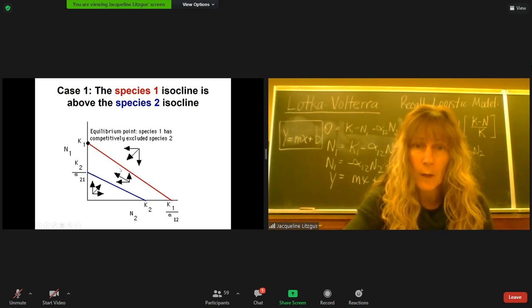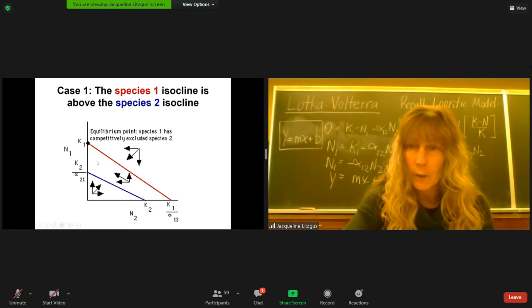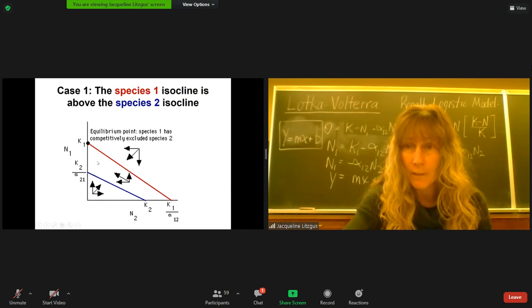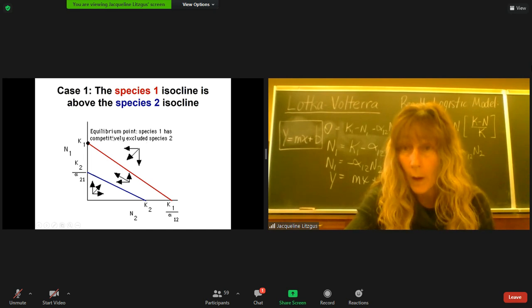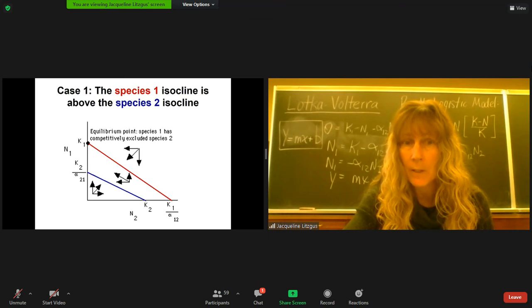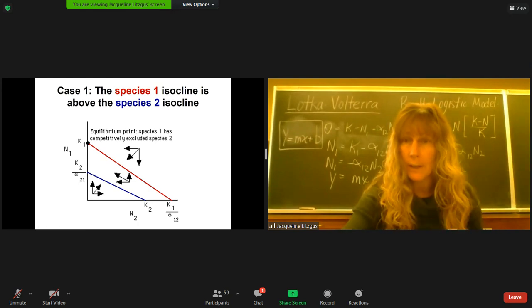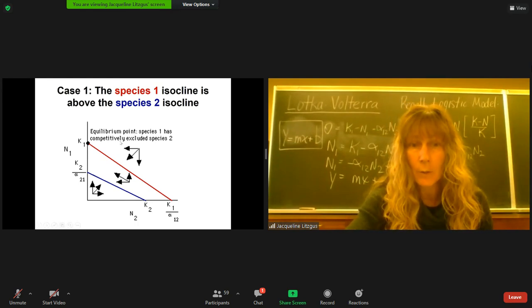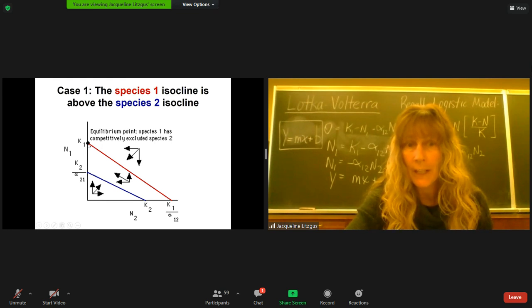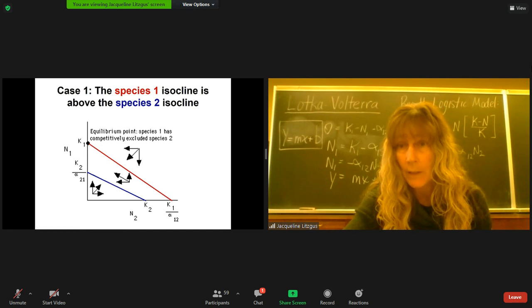If you follow all the common vectors, the final outcome of the trajectory sends you right here to the value of K1. This is the equilibrium point. What happens at this point is species one has excluded species two. Species one has won the competition with species two. The trajectory of all of those vectors takes us to the carrying capacity of species one. And when we are at that point on the graph, there are zero individuals of species two left.